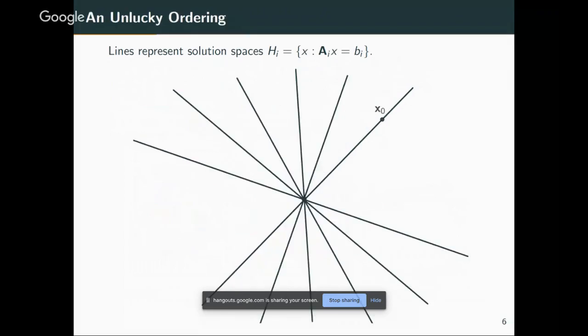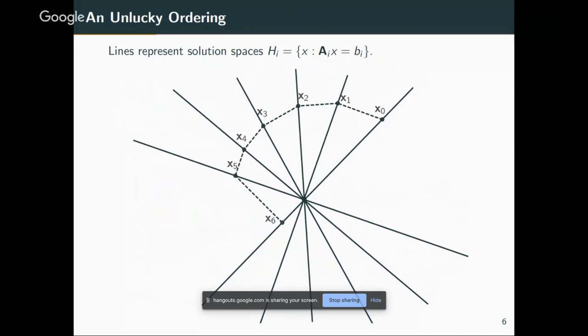However, with this cyclic ordering of the rows, we could potentially end up with a very unlucky ordering of the rows. So for example, if we have these solution spaces, if we sort of had the rows in order of being closest to our current iterate, when we project, we don't make that much progress towards the true solution. So in this case, if then we're projecting onto the next row to the left, we're only very slowly converging to the true solution in the center.